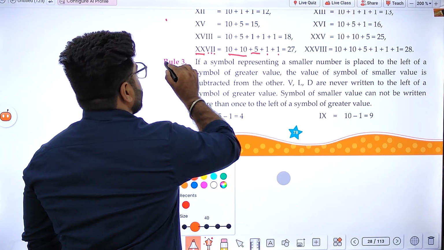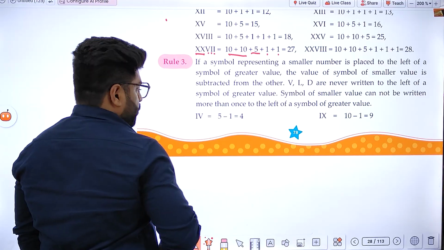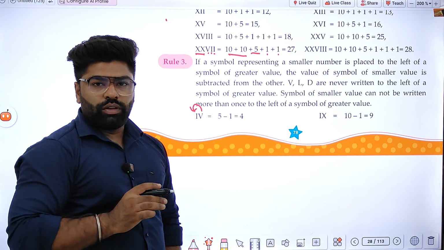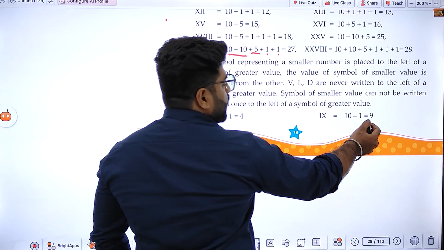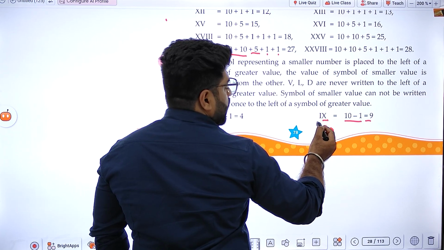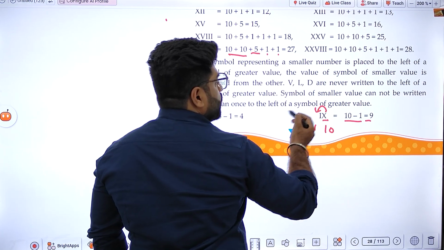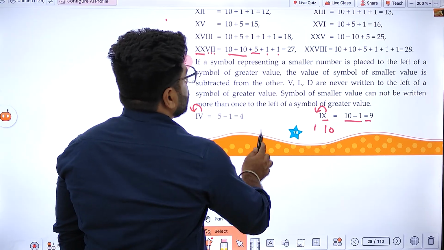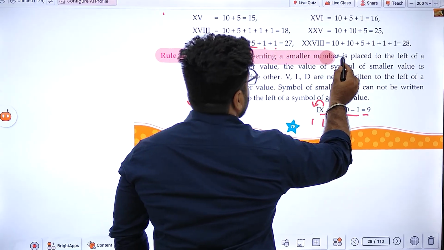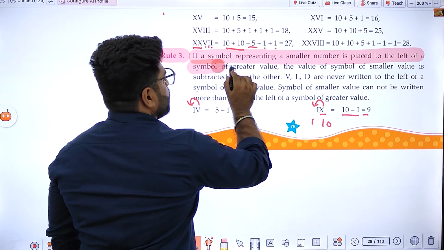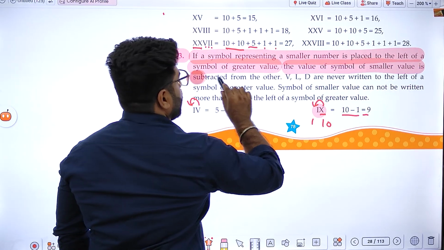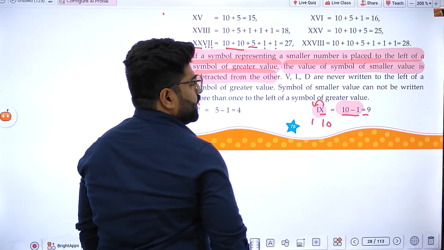Next, if we have to subtract, we have to write the smaller value on the left of the greater value symbol. So here we are going to write 9. We have to write 10 minus 1. So 10 is the greater value and I, that is 1, is the smaller value, so we have written it on the left. Here we have one more thing. If a symbol representing a smaller number is placed to the left of the symbol of the greater value, as we have discussed here, the value of the smaller symbol is subtracted from the other. So we are going to subtract these values.